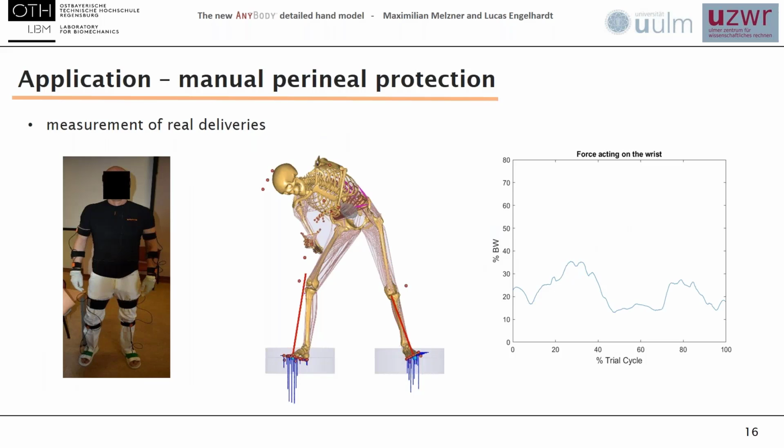With this validation as a background, we were now finally able to use the hand model for our actual application area, the optimization of the manual perineal protection. Therefore, obstetricians were equipped with an XSens system, the Manus VR Prime glove, as well as a specially developed force measurement glove, which detects the forces occurring on the thumb, index finger, and the middle finger.